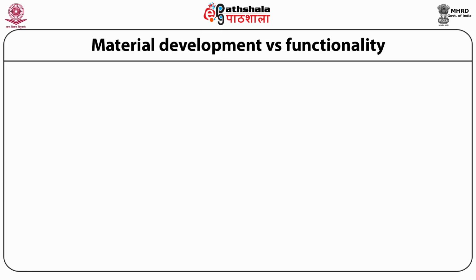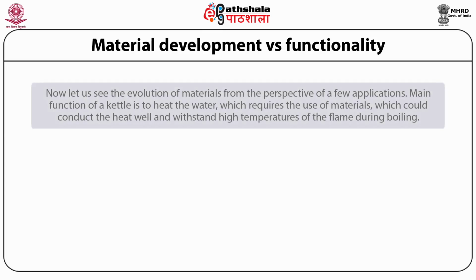Material development versus functionality. Now let us see the evolution of materials from the perspective of a few applications. Main function of a kettle is to heat the water, which requires the use of materials which could conduct the heat well and withstand high temperatures of the flame during boiling. Earlier generations saw the use of metals such as iron, copper, bronze.